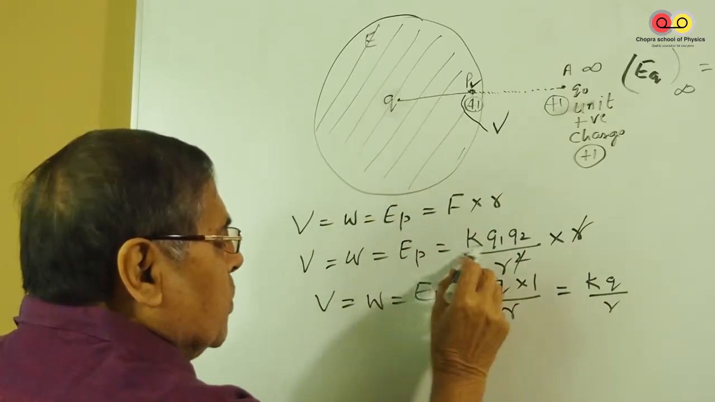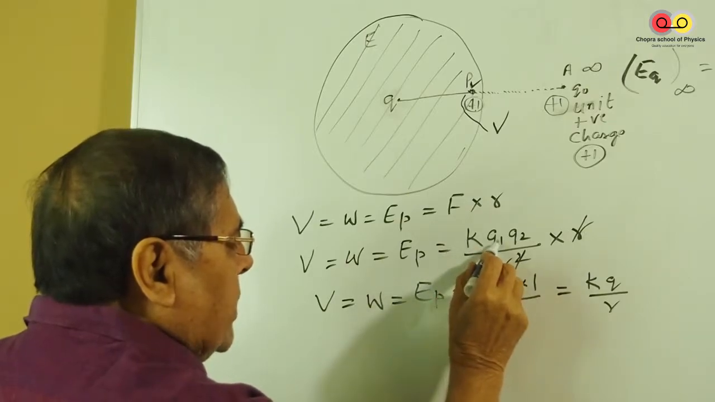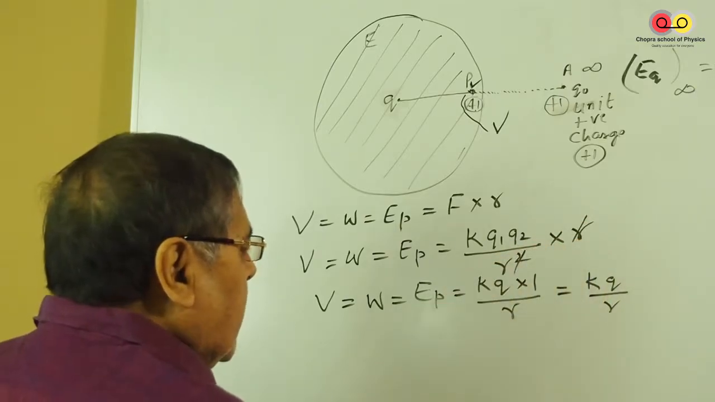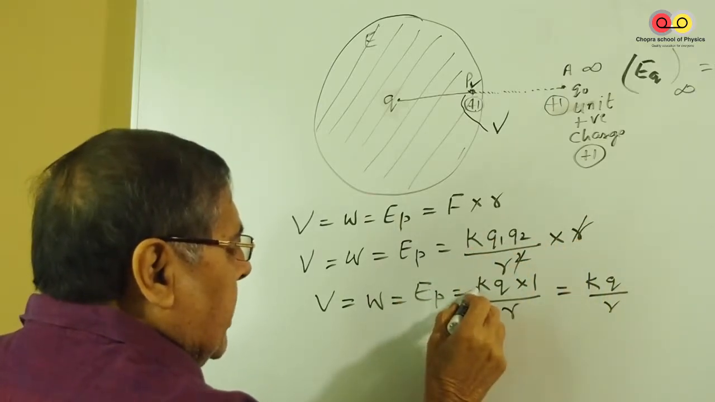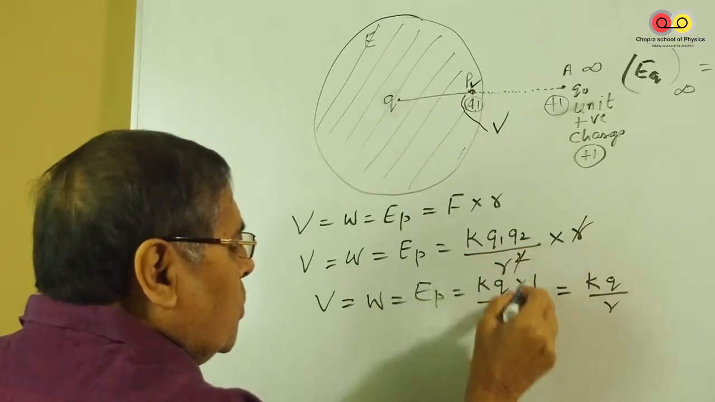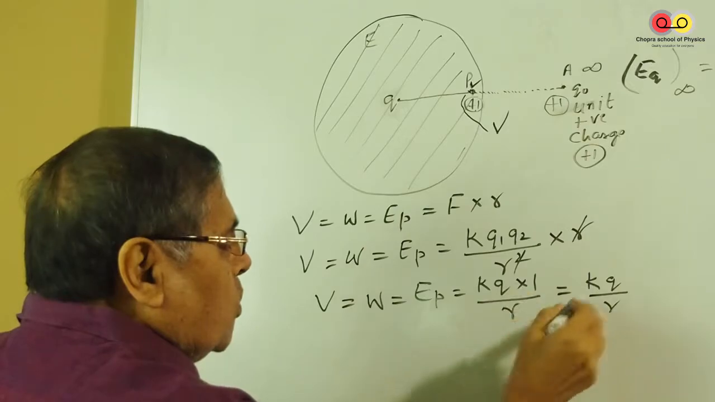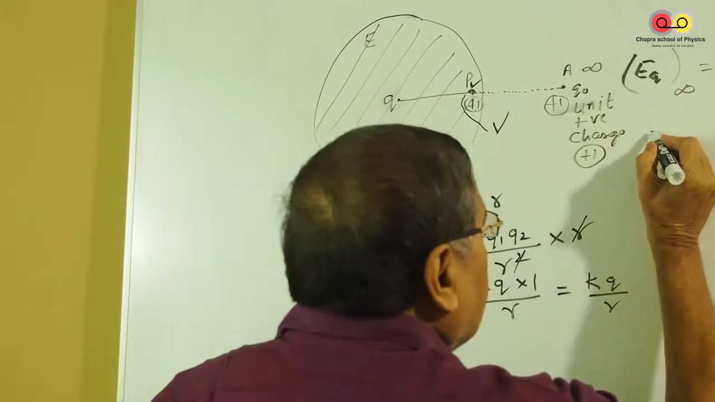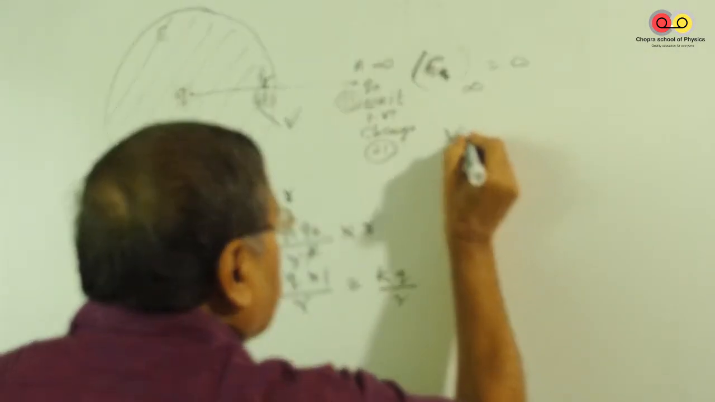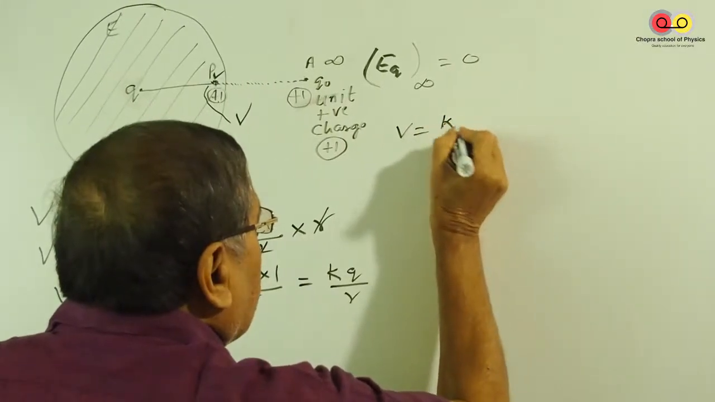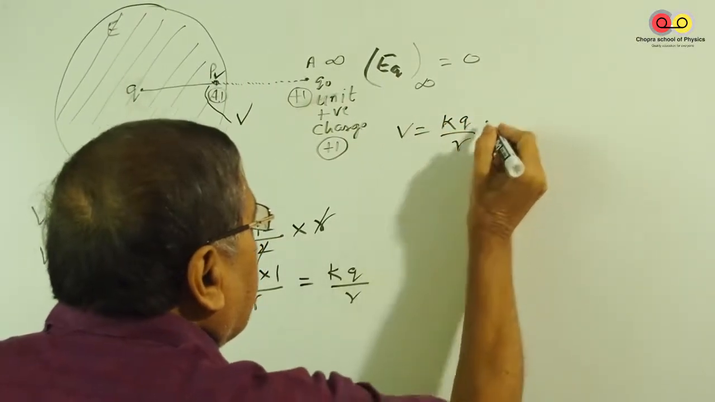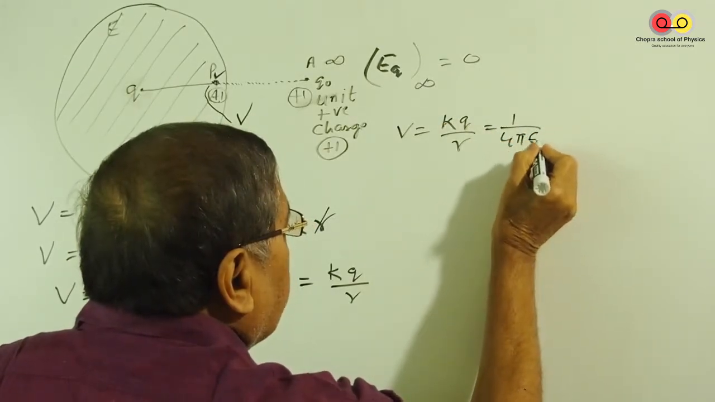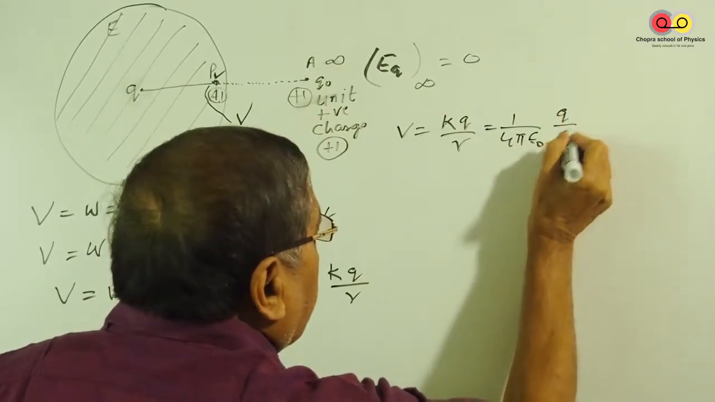Now force we have computed, Coulomb force, K Q1 Q2 over R square multiplied by R. R cancels off and the formula will reduce to K Q1, where Q1 is replaced by Q and Q2 is replaced by unit positive charge. So the net formula is KQ by R. So potential is calculated by the formula KQ over R. K can be written as 1 over 4 pi epsilon naught, Q over R.